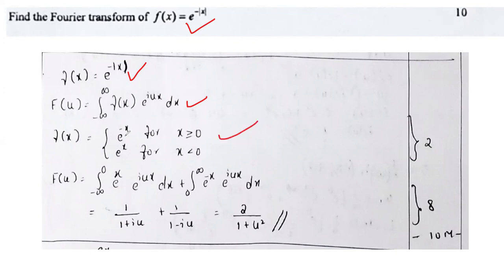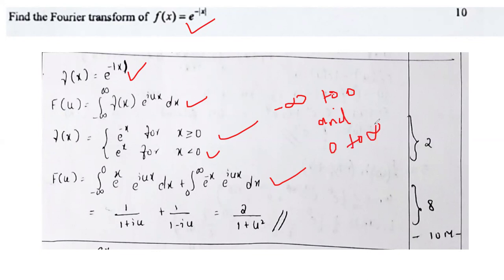f(x) equal to e to the power minus x for x greater than or equal to 0, and f(x) equal to e to the power x for x less than 0. That point you have to remember. So substitute accordingly. You can split the integral, that means minus infinity to infinity, you can split into minus infinity to 0 and 0 to infinity.